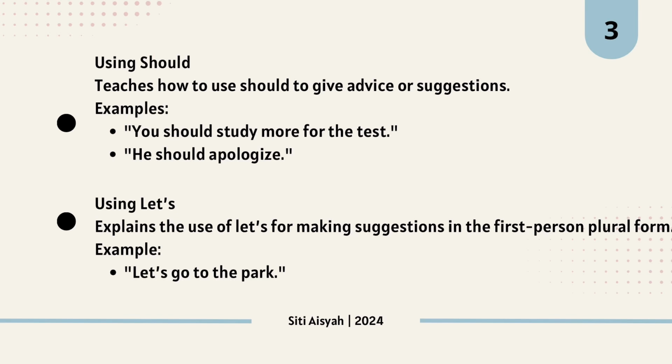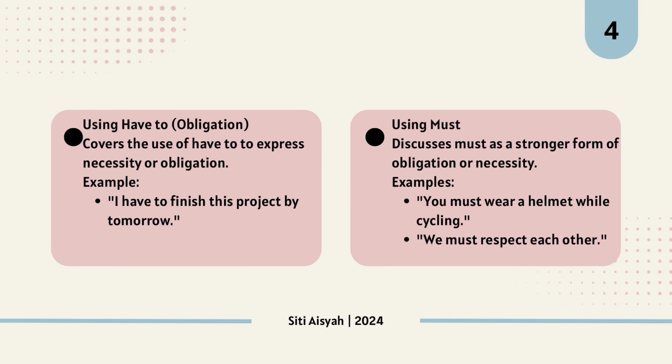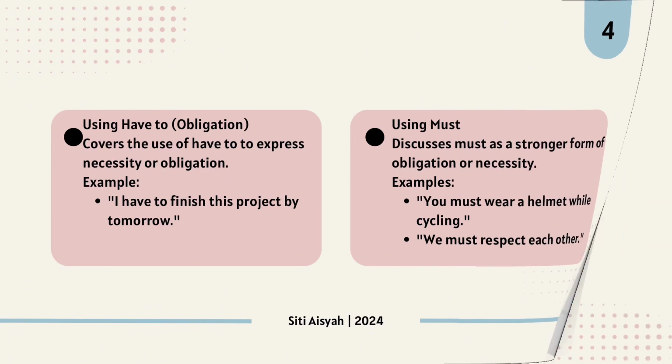Next, using let's. Explains the use of let's for making suggestions in the first person plural form. For example, let's go to the park. Next, using have to for obligation. Covers the use of have to to express necessity or obligation. Example, I have to finish this project by tomorrow. Next, using must. Discusses must as a stronger form of obligation or necessity. Examples, you must wear a helmet while cycling, or we must respect each other.